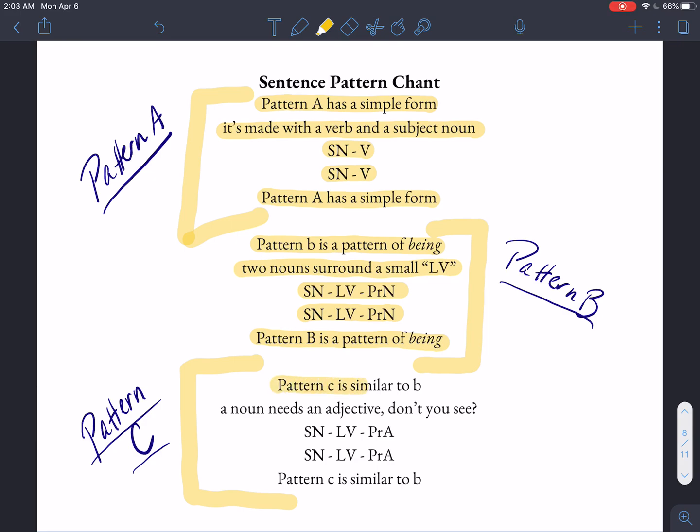Pattern C is similar to B. A noun needs an adjective, don't you see? SNLV, PRA. SNLV, PRA. Pattern C is similar to B.